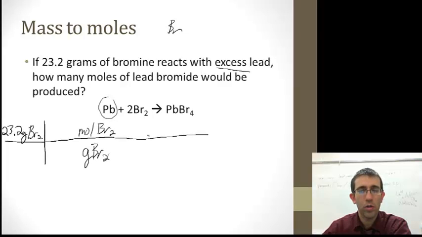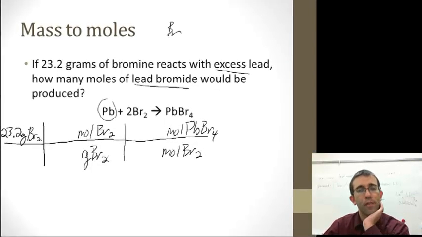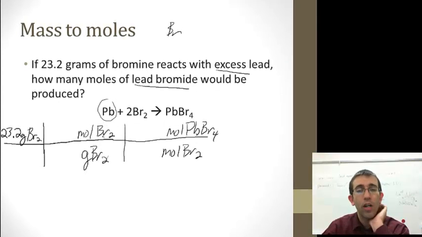We'll continue on. I do want moles, that is correct, but I don't want moles of bromine. I want moles of lead bromide, this one. So I'm going to have to cancel out moles of bromine and go to moles of lead bromide, this one right here. Now let's go about and do our numbers.